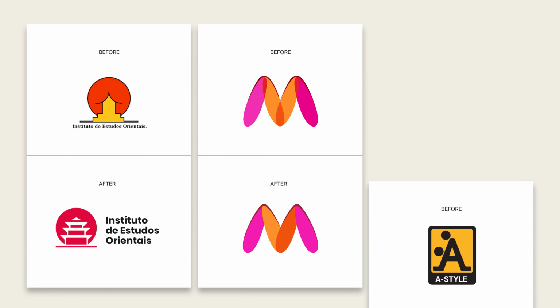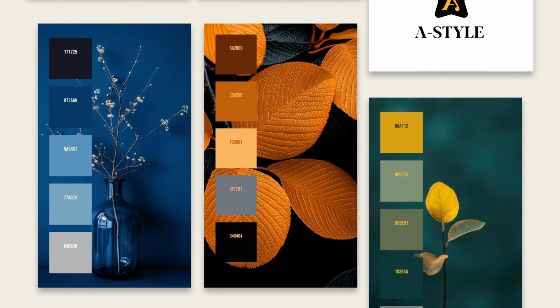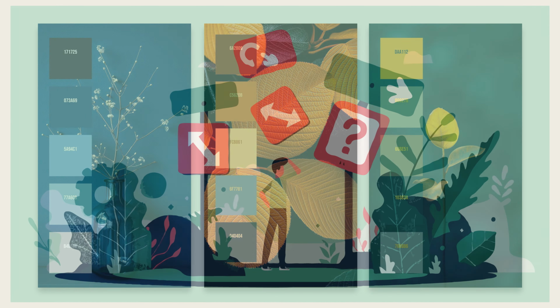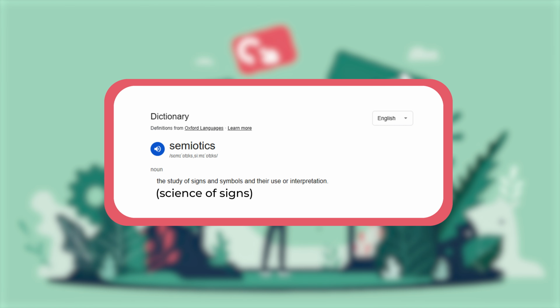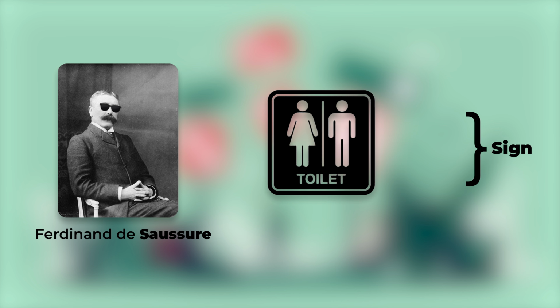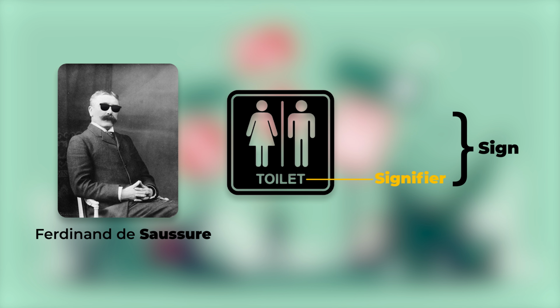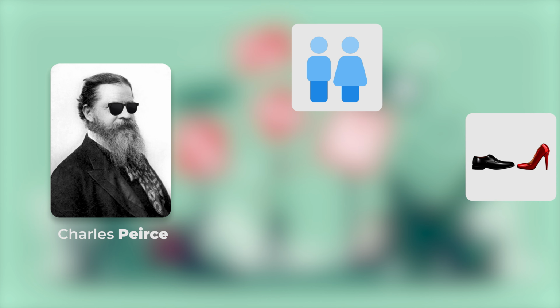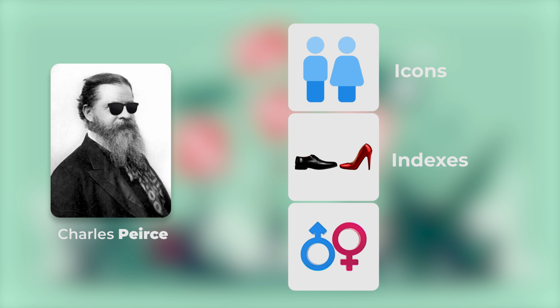So, whether it's a logo sparking memes or a color hinting luxury, it all comes down to one thing: signs. And semiotics is simply the science of signs. Swiss linguist Ferdinand de Saussure broke it down simply. Every sign has two parts: the signifier, the form we see, like a word, image, or object, and the signified, the idea or meaning we attach to it. And later, philosopher Charles Peirce expanded this with his three categories: icons, indexes, and symbols, which we'll explore next.